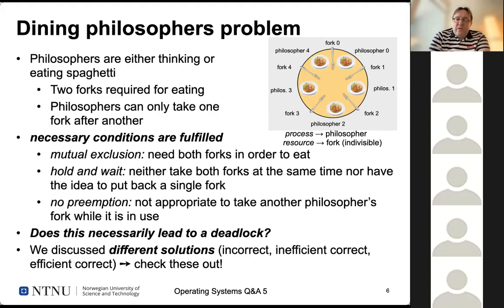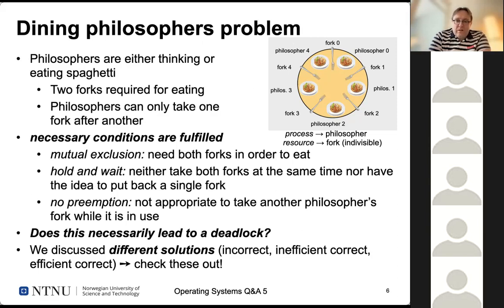So none of the philosophers has the idea of taking both forks at the same time or putting back one fork if the other one is currently in use. And of course, you can only use the left and right one that are next to your plate. So you cannot just reach over the table to another fork. That would be an interesting variation of this problem, but not valid here.